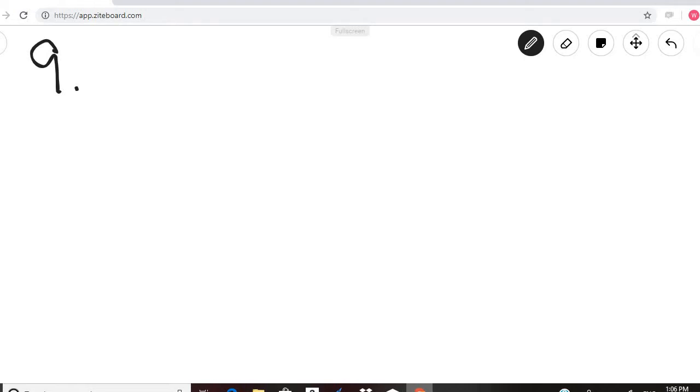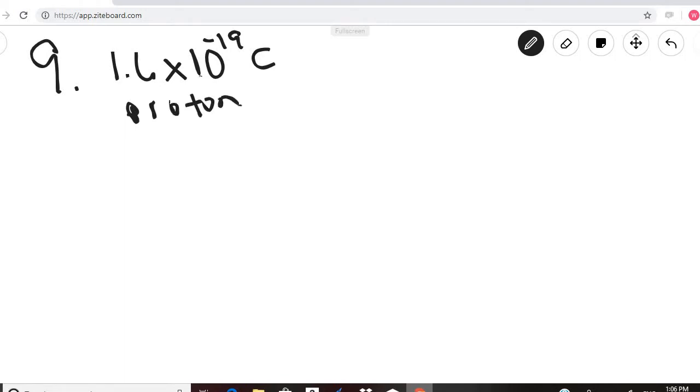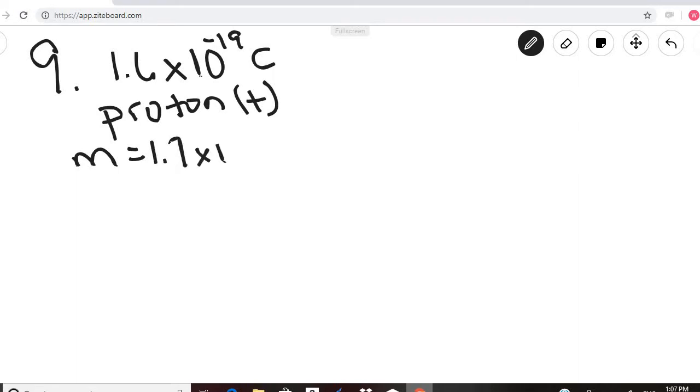Number 9, we have a proton that is 1.6 times 10 to the negative 19 coulombs. So this is a proton, so that means it's positively charged. Its mass is 1.7 times 10 to the negative 27 kilograms.